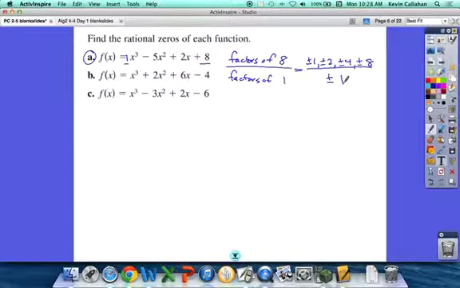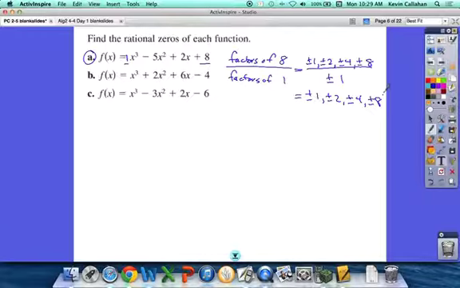So when I take all the combinations of the numbers on the top with the numbers on the bottom, it's basically the list of the numbers on the top. Plus or minus 1, plus or minus 2, plus or minus 4, plus or minus 8. 1 over 1 is 1, so that's plus or minus 1. All we're doing here is taking 1 over 1, 2 over 1, 4 over 1, 8 over 1, and you get that list right there.